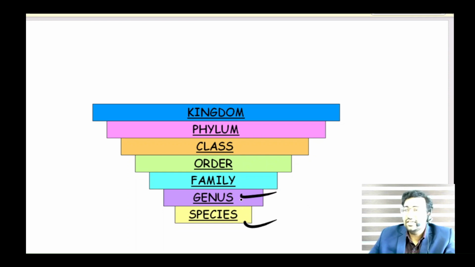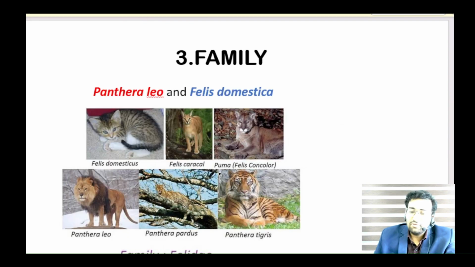That is all present in the scientific name. But a group of genera having the same characters is the family, then order, then class. Now let's explore what is family. Let's look at two scientific names: Panthera leo, that means lion, and Felis domestica, that is cat. This lion and cat belong to the same family, Felidae. Felis domestica belongs to the Felidae family.